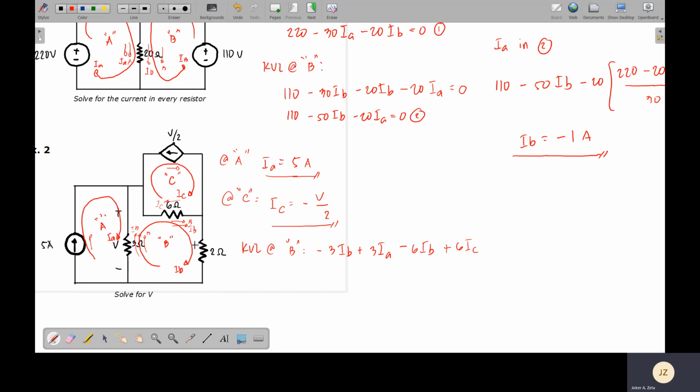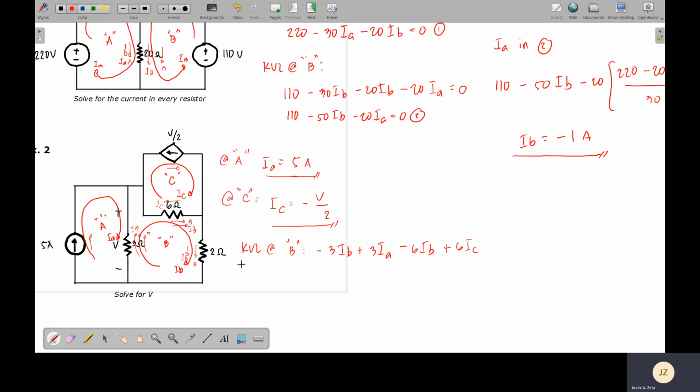You have the 2 ohm resistor. So for this one, when the loop flows through the 2 ohm resistor, loop B has a direction going down. Okay, but then again, take note that this is also your current IB. It also has a direction going down, same direction.